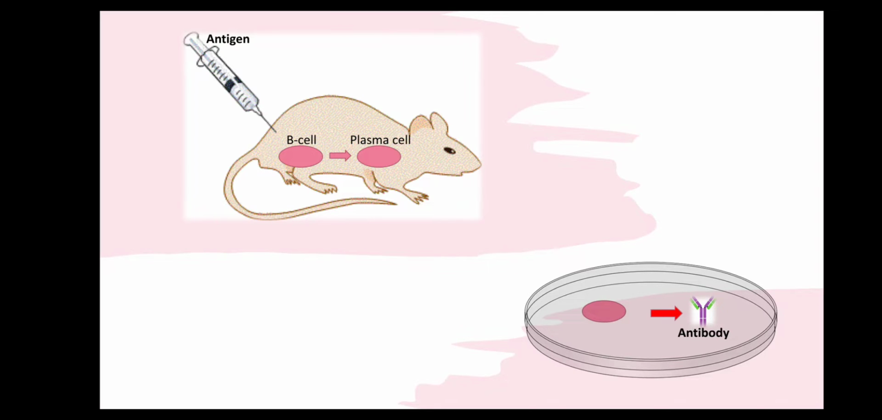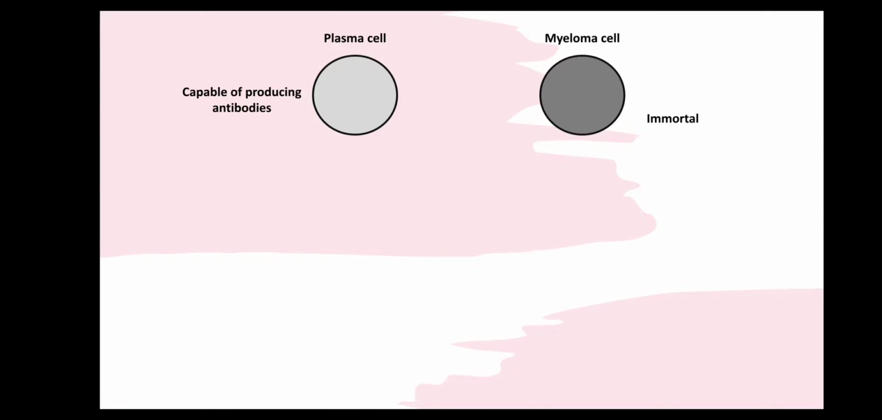The lifespan of a plasma cell is very short, a few days to a few weeks, and soon these plasma cells will die. Therefore, we won't get antibodies for a long time. So, what can we do to overcome this problem? The problem lies in the lifespan of the plasma cell. Therefore, we can use a cancer cell known as myeloma cells to overcome the short lifespan of plasma cells. Myeloma cells are immortal. It means they do not die.